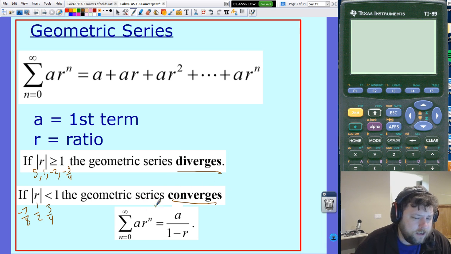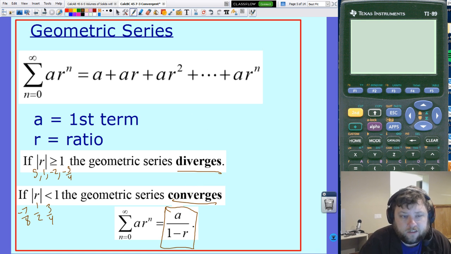And if it does converge, we actually have a formula to tell what it's going to add up to. It's a over 1 minus r. Again, you might have seen this in Algebra 2, or you probably forgot, but it was there.